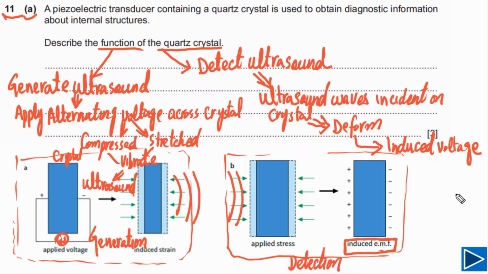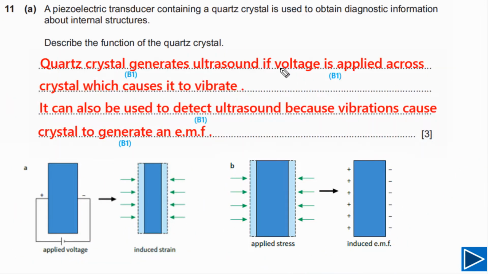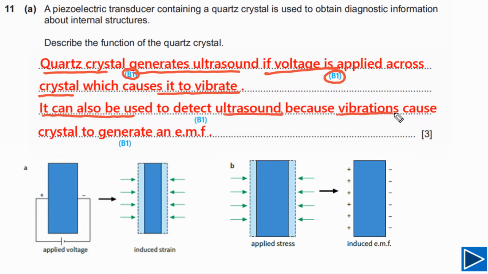Now let me show you how you can write down a proper answer for this question. In your answer, you can mention quartz crystal generates ultrasound waves if voltage is applied across the crystal, which causes it to vibrate. This has 2 points. Generate ultrasound, you will get 1 mark if you have written this. If you have written if voltage is applied across, you will get the second B mark. And the next one, it can be used to detect ultrasound waves because vibrations cause the crystal to generate an EMF, or you can say voltage. If you write this down, you will get 3 marks.